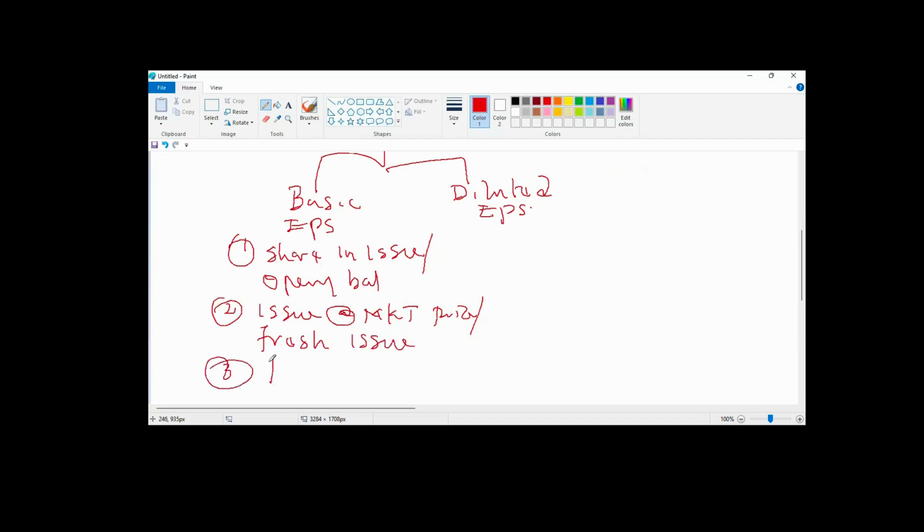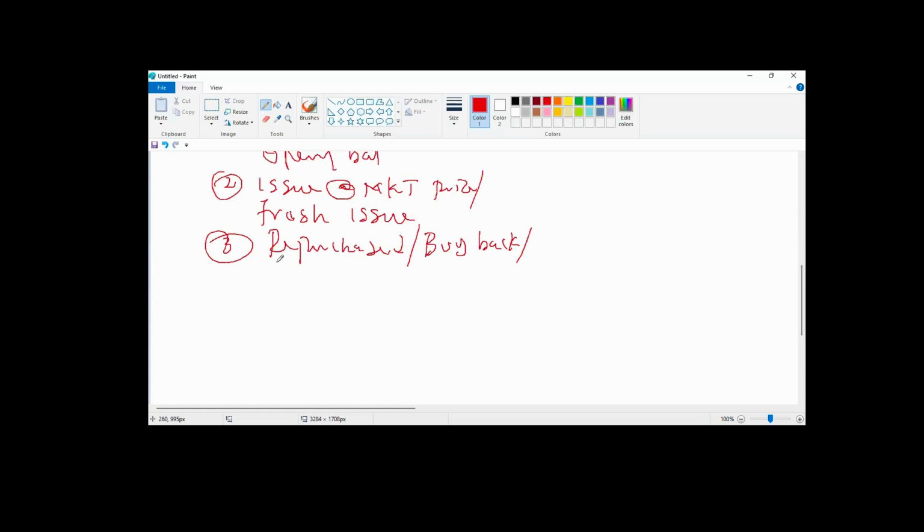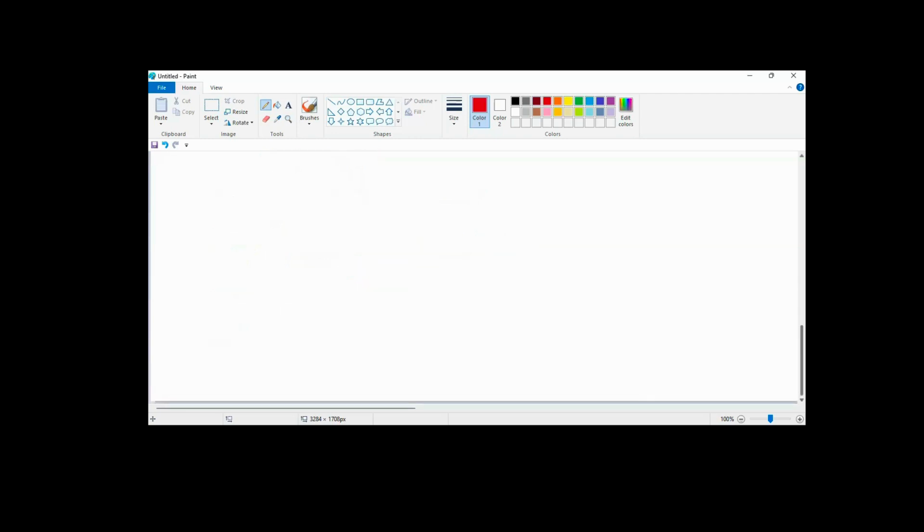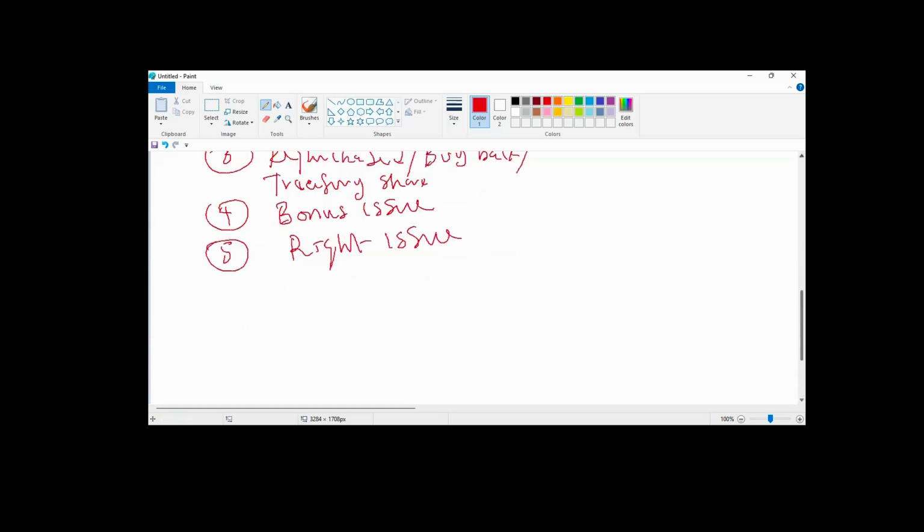Three, repurchase of shares. They can also call it buy back, or sometimes they call it treasury shares. Four, bonus issue. Five, rights issue. These are the basic things. ICAN has been testing this over the years, so you must finish your work. Then six, stock dividends.